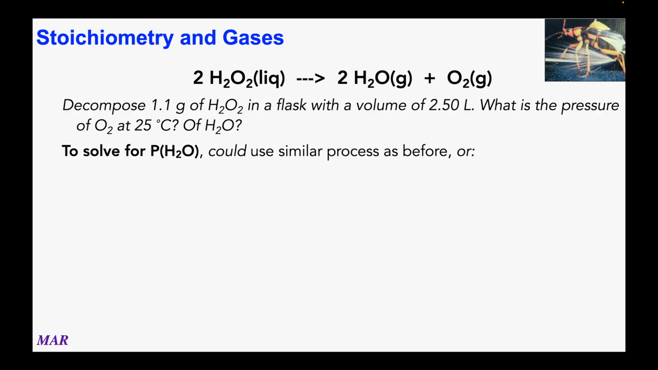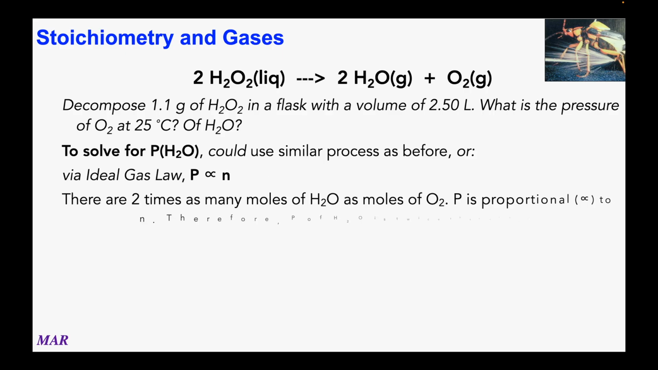For the pressure of the water, you could do the same process we just did. You'd go grams of hydrogen peroxide to moles hydrogen peroxide. You'd use a 2-to-2 ratio to turn moles of hydrogen peroxide into moles of water. And then you'd use P equals nRT over V. And that would be fantastic.